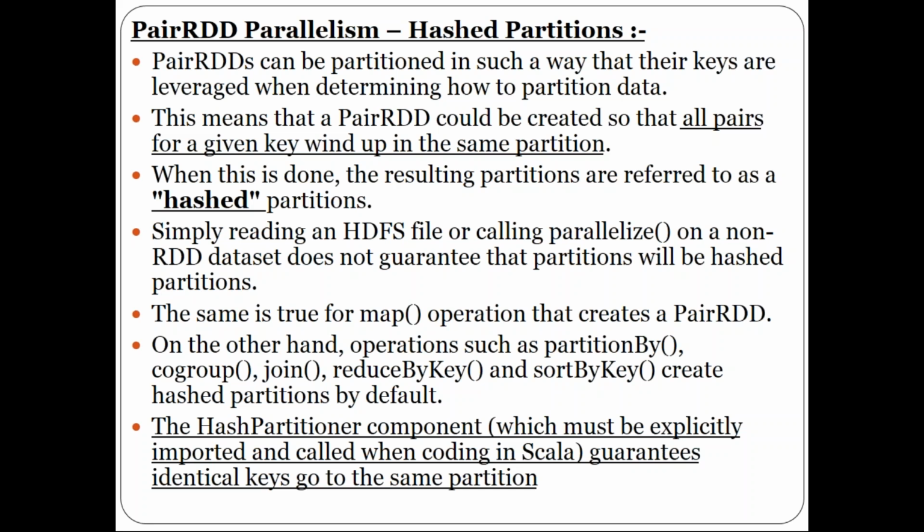Now, simply reading an HDFS file or calling a parallelize function for a non-RDD does not guarantee that partition. Okay, that will not give you hash partition, that will be a partition. So there is a difference between partitioning of data and hash partitioning. Hash partitioning means all the pairs or all the list of values governing a key sitting in one partition is called hash partitioning. Your Spark is allowed to follow hash partitioning, but sc.parallelize initially when it is creating an RDD from an element is partitioning but not hash partitioning.